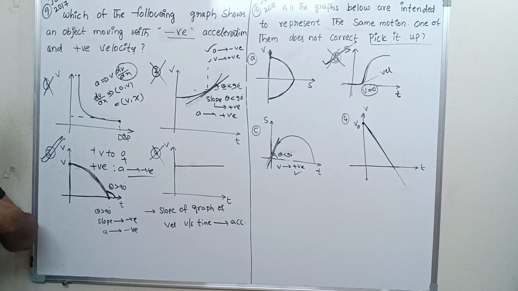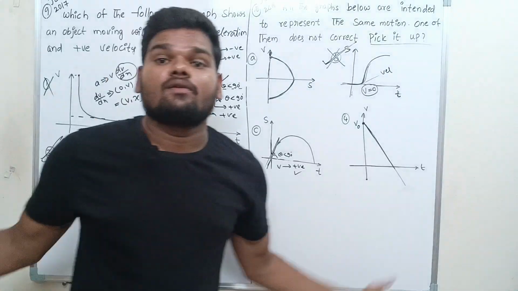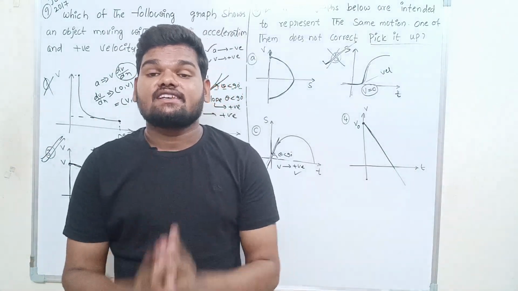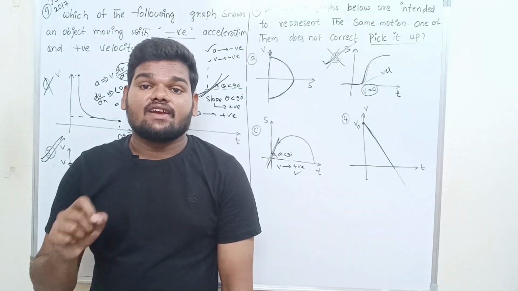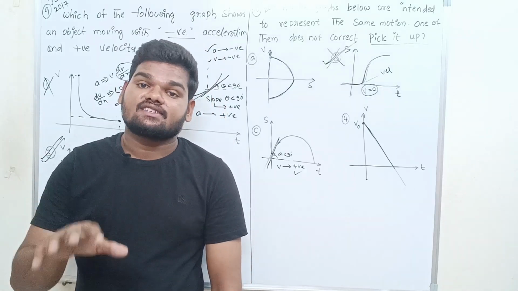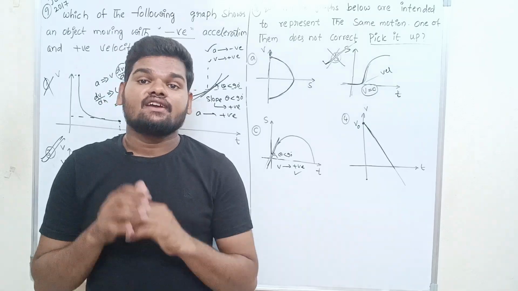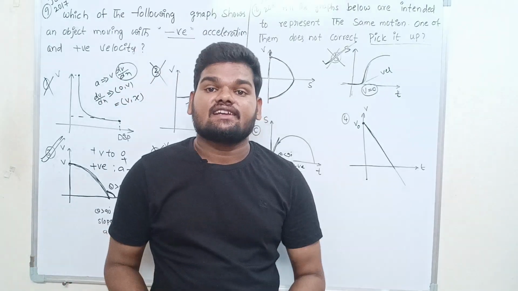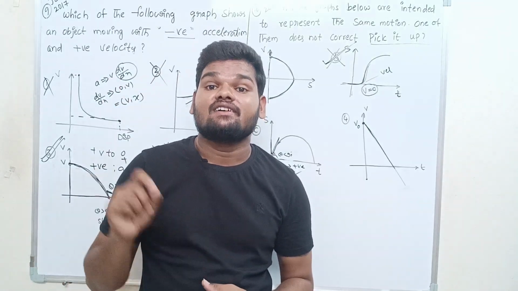3, 2, 1, go. So this is the end of today's session. We have successfully finished the motion in a straight line chapter, and these are some previous year examples. We will meet in the next lecture with a fresh concept, that is motion in a plane.